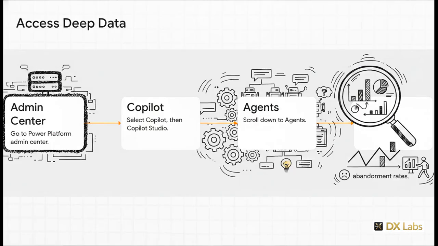Depending on the role you're assigned, you'll need to know where to actually go to view this data. While standard Microsoft 365 usage sits right in the Admin Center, if you're looking for deep, nitty-gritty performance data specifically for Copilot Studio extensions, you have to follow this exact path. You start in the Power Platform Admin Center, select Copilot, then Copilot Studio, and you scroll down to Agents. This is the spot that reveals all those advanced metrics, things like average response times, escalation frequency, and abandonment rates. By the way, a really high abandonment rate usually screams that you need to redesign your conversational flows, because your users are literally getting frustrated, giving up, and walking away.